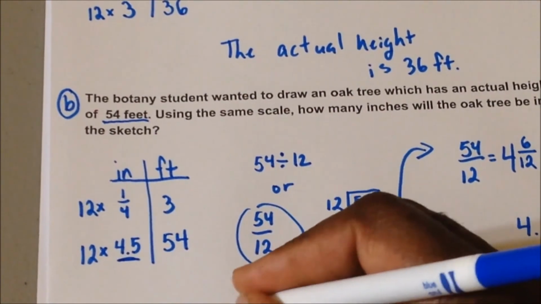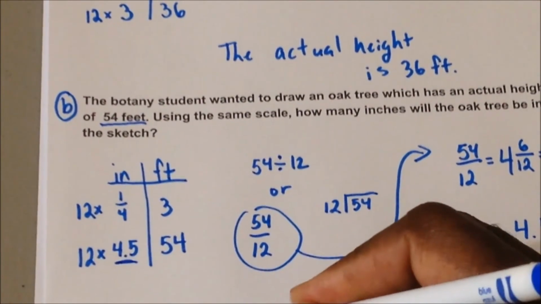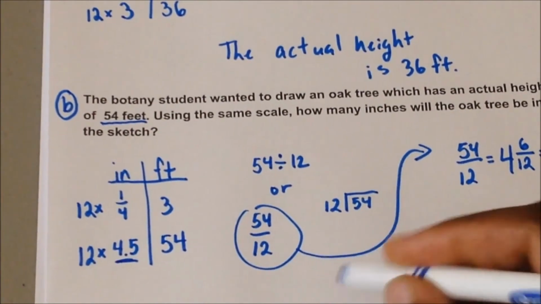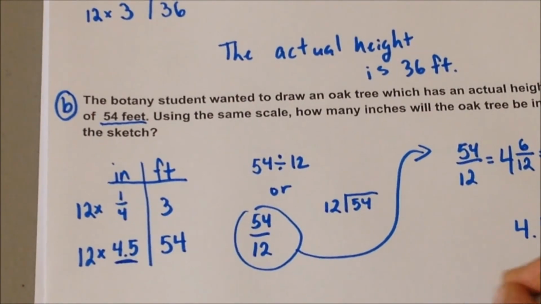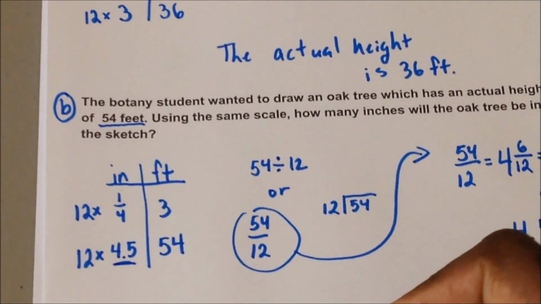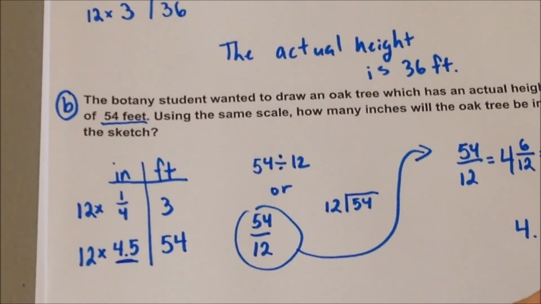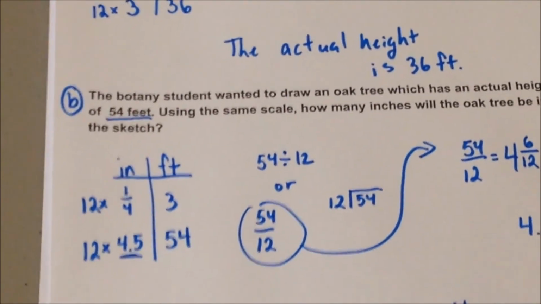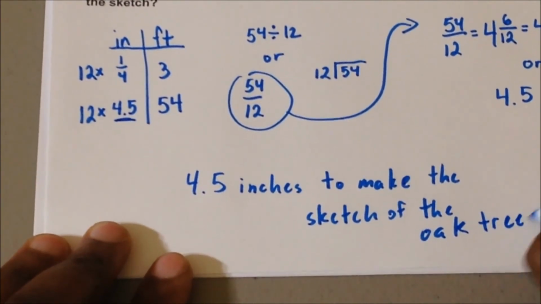So it needs 4.5 inches to make the sketch of the oak tree. Oops, excuse me, put it right here: of the oak tree. And there you have it, everybody.